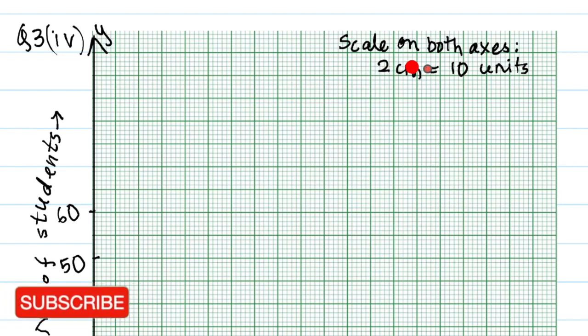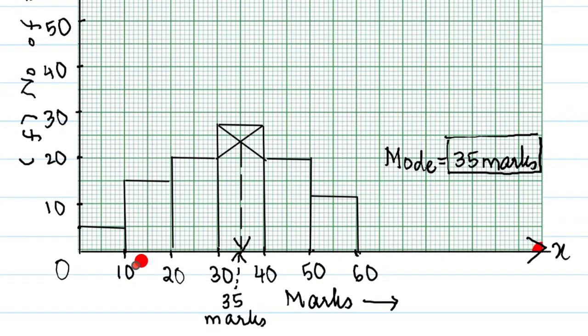As you can see, the scale on both axes is 2 cm equal to 10 units. So you can see 0, that is the origin, and then these are 2 centimeters. So 1 centimeter, 1 centimeter, that is 10 units here, and 1 centimeter here, 1 centimeter here, that is another 10 units there. Okay. Now I feel that the scale should have been a little larger for the y-axis, but we have to stick to the scale that is given by the examiner.